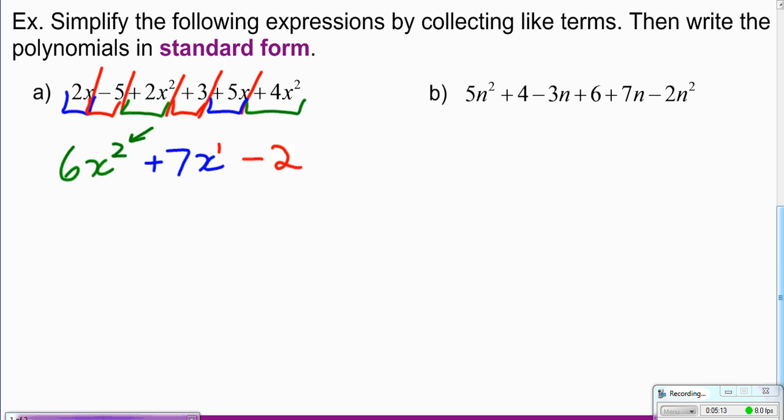Looking at our second example. Okay. Again, we have 6 terms. I would like you to solve this one on your own, and we're actually going to check it together tomorrow.